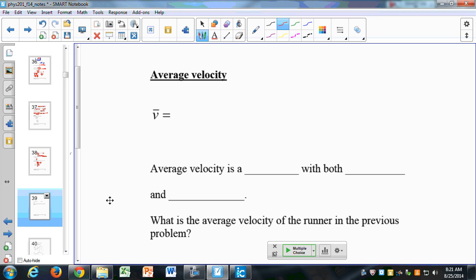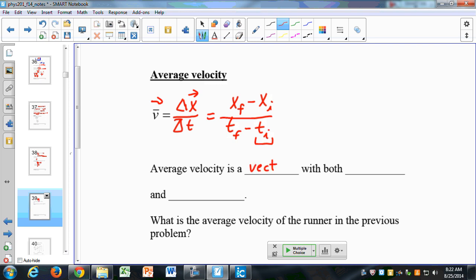So average velocity is defined as delta x over delta t. These would be vector quantities, so to be correct I should draw an arrow over them. And so that's going to be my displacement over my time, which is x final minus x initial, divided by my total time, which is t final minus t initial. For the sake of this class, t initial will almost always be 0. So our t final is our total time. Average velocity is a vector, as I said. It has both magnitude and direction.